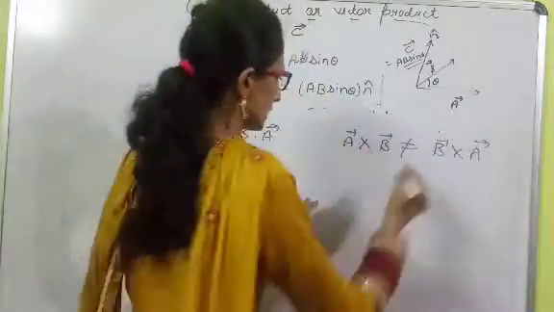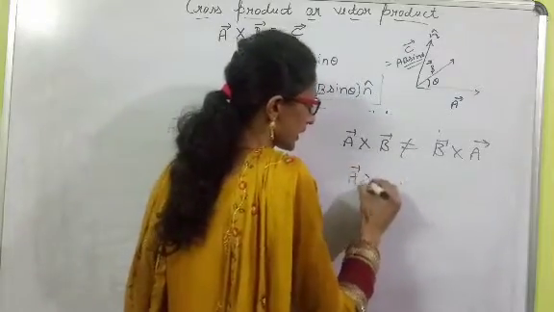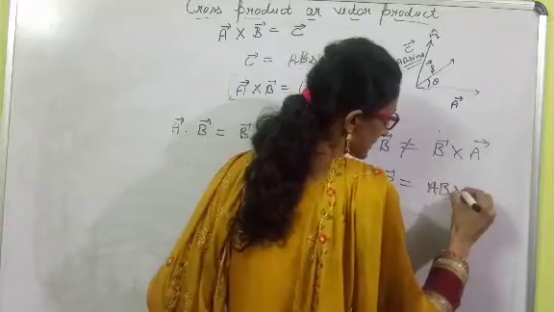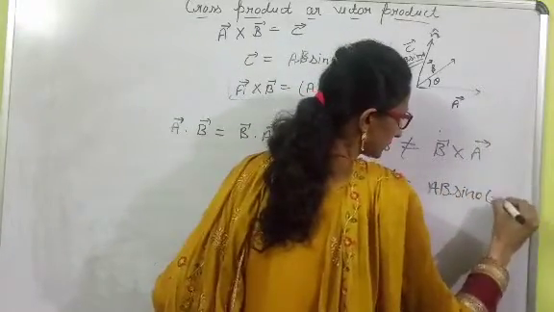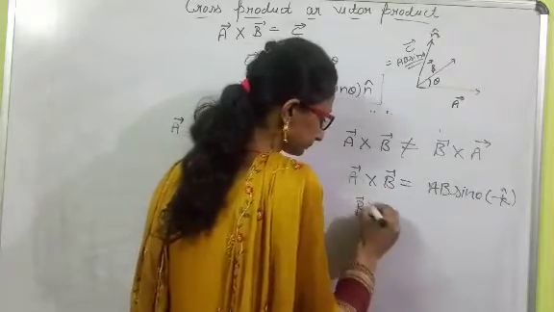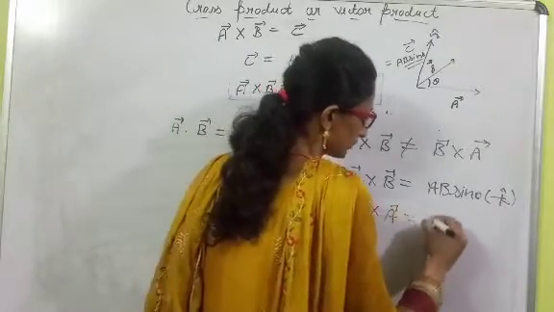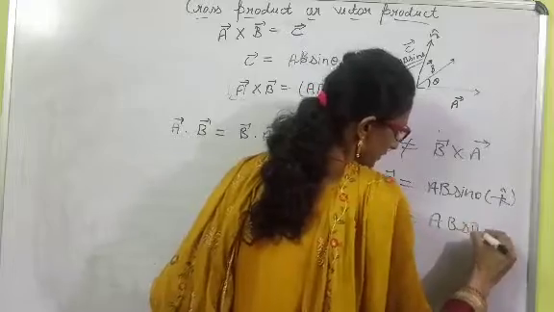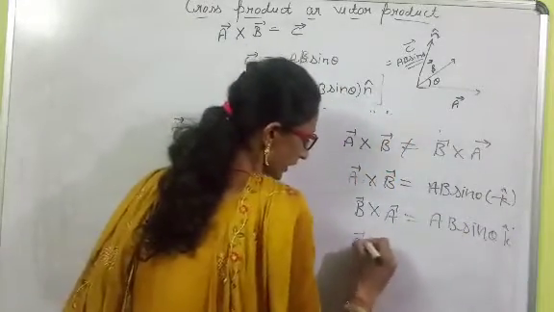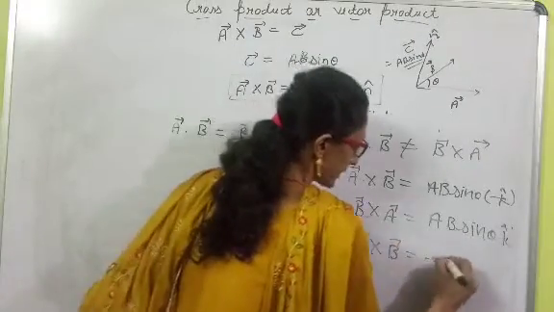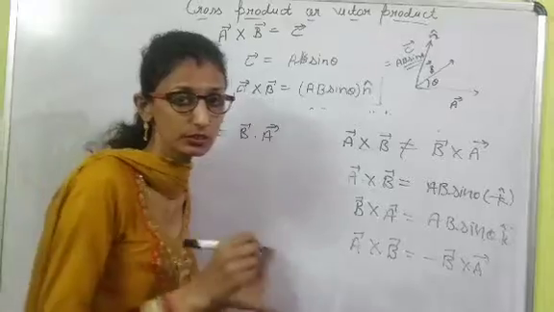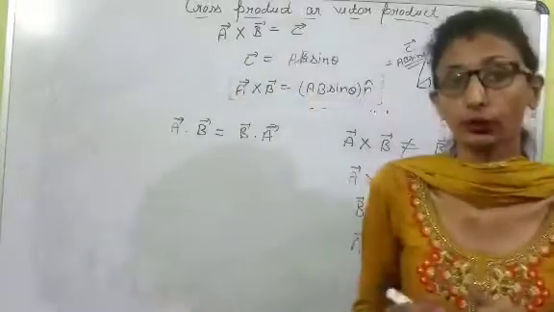But in the case of the cross product, we cannot write A cross B as B cross A. If we take the vector A cross B is equal to AB sin theta, let us suppose the direction is minus K cap. If we write B cross A, the direction changes. Here we can write A cross B is equal to minus of B cross A. Here it does not hold the commutative law.